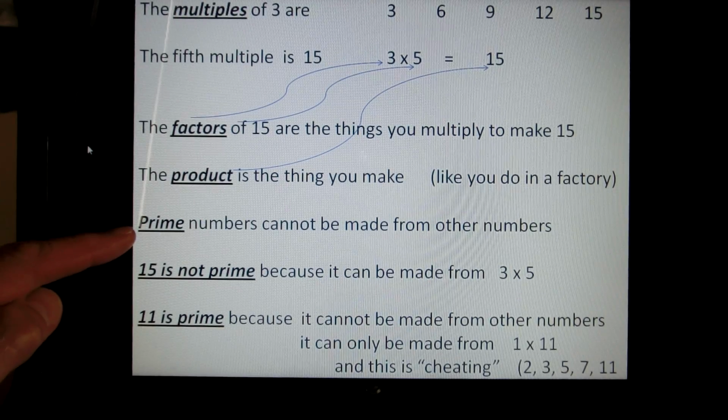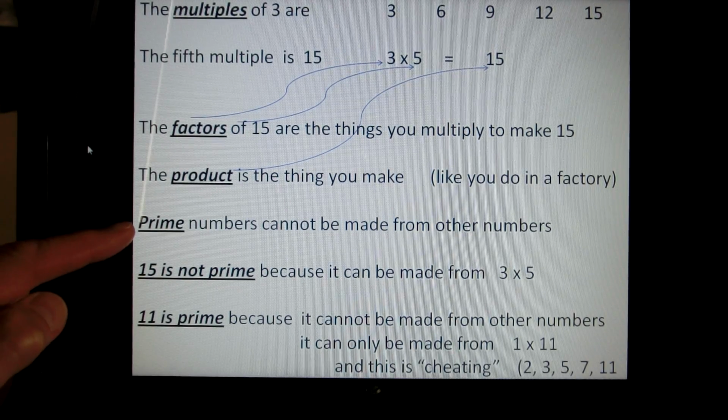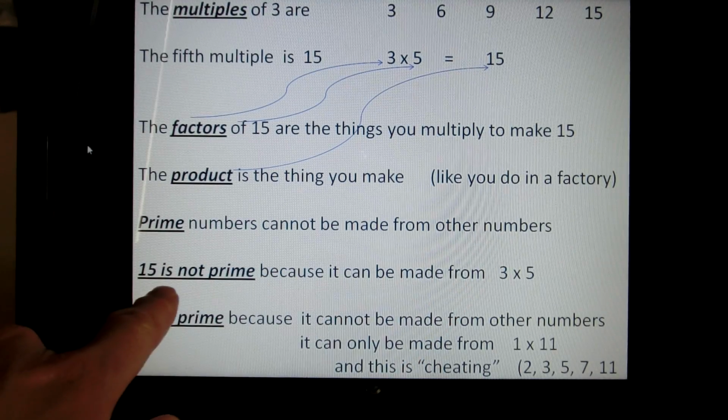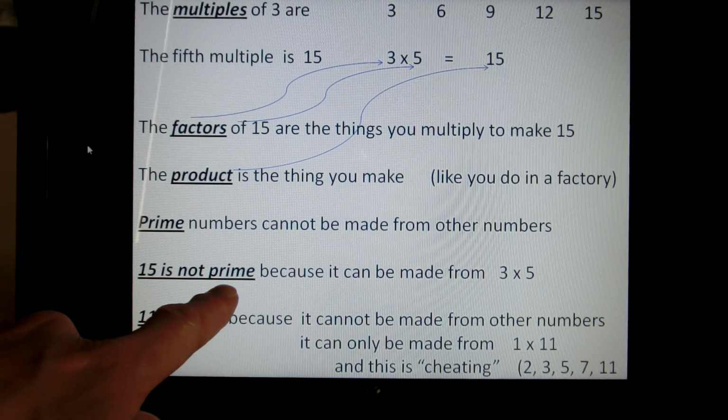Now, prime numbers are our most important numbers. Like the Prime Minister is the most important minister in the government, the prime numbers are our most important numbers because they cannot be made from other numbers. Now, 15 is not prime. Because why? Because we can make it from 3 times 5. It's not a prime number.